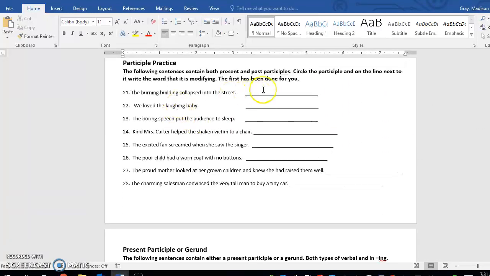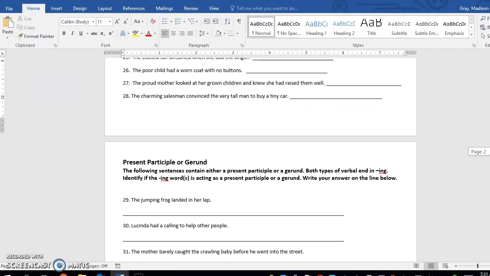Then you're going to practice some participles. So down here we have either present or past participles. You're going to circle the participle, and on this line over here, you're going to write the word that it's modifying. So it says the burning building. So burning is what I would circle. Okay? Building is what I would write over here because it's describing what it is. In this case, it ends in ing, so that is a present participle.